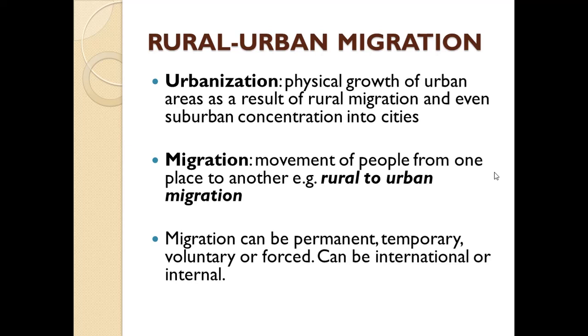So away from the implications, let's take one look at urban migration as one of the implications of population growth. With high population growth, combined with high levels of industrialization and high technological advancement, you have high levels of urbanization. Urbanization is associated with physical growth of urban areas as a result of rural urban migration, and also suburban concentration in cities, and therefore leading to migration where people move from rural areas to urban areas. And of course, migration can be permanent or temporary, voluntary or forced, and can be international or national.